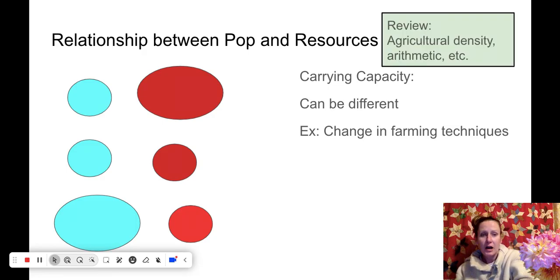All right. Before you go, you should review some of the things that we already talked about. So when you think of population density, think of agricultural density, like how many farmers per area. Think of arithmetic density, physiological density, because that all does relate to carrying capacity, right? How many farmers do you need to be at capacity, to be below capacity, so on and so forth. All right. Don't eat Cheetos.